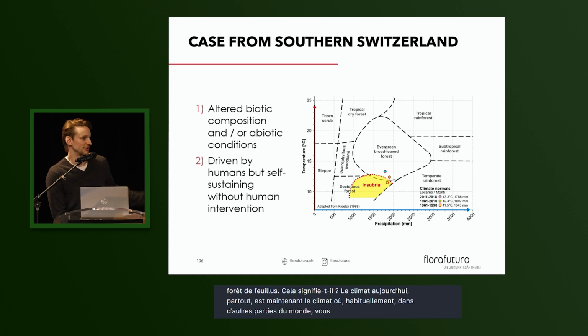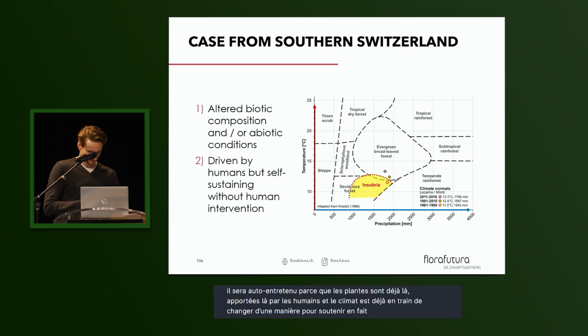But here in southern Switzerland we don't have this evergreen forest, even though these trees are very well adapted to that climate, just because there was no native source for these evergreen trees. So it also means that this ecosystem there would be self-sustaining, because the plants are already there, brought there by humans, and the climate is already changing in a way to actually support the establishment of these species.